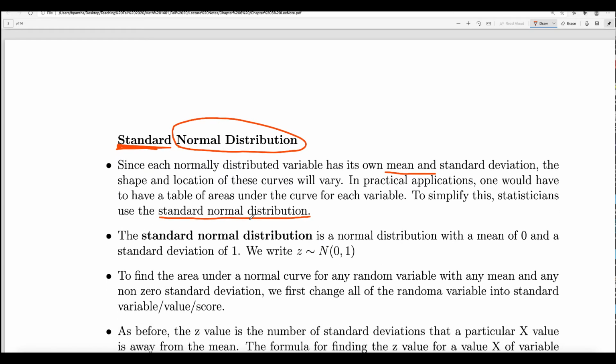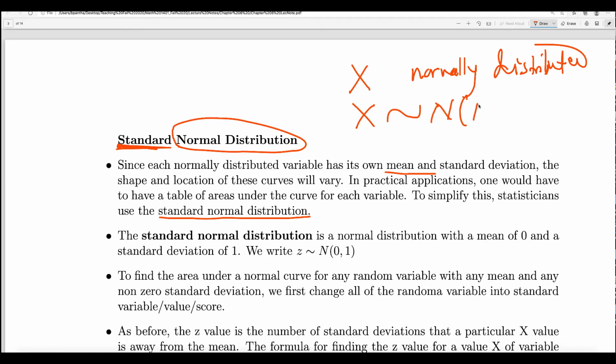By the way, let me write down: if x is a random variable that is normally distributed, then we write like this: x is approximately normally distributed with mean mu and standard deviation sigma. This is how we write. This means x is normally distributed with mean mu and standard deviation sigma. That is the normal distribution, a normally distributed random variable.